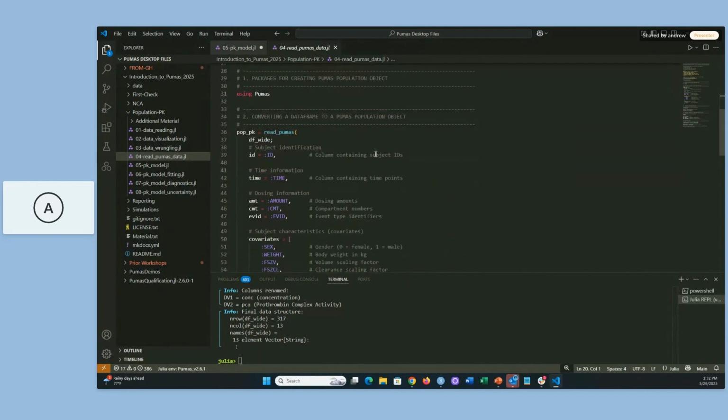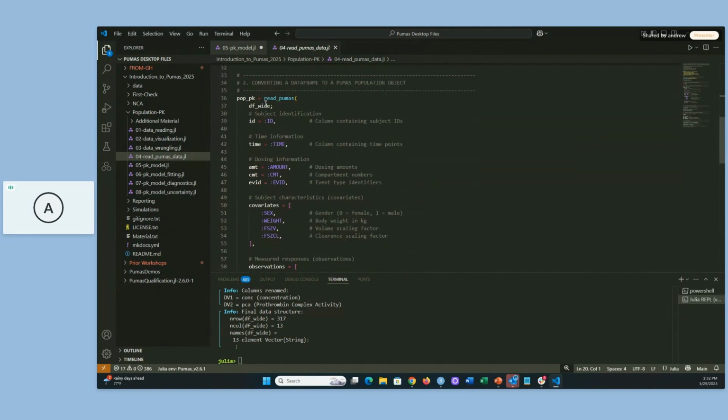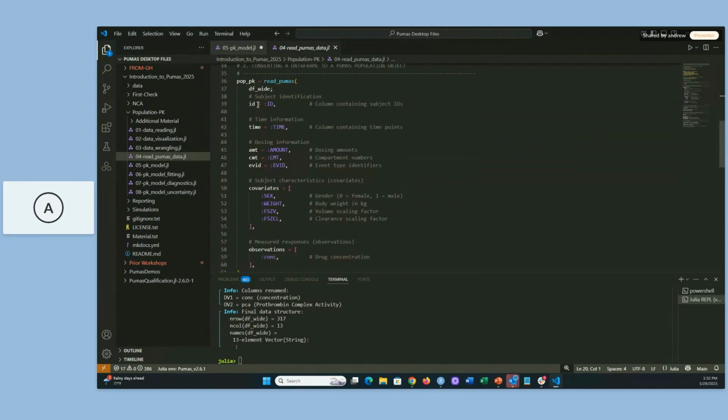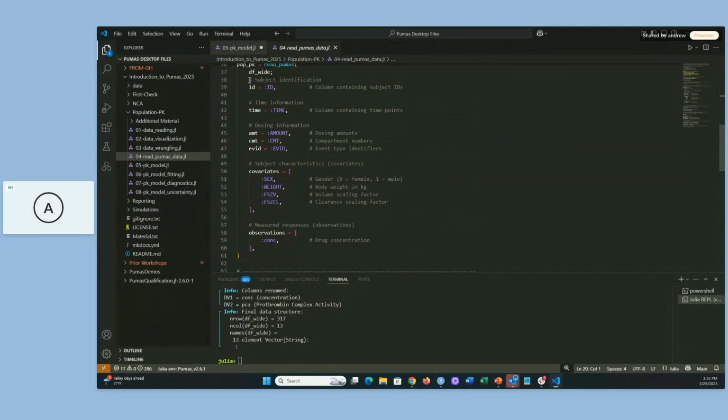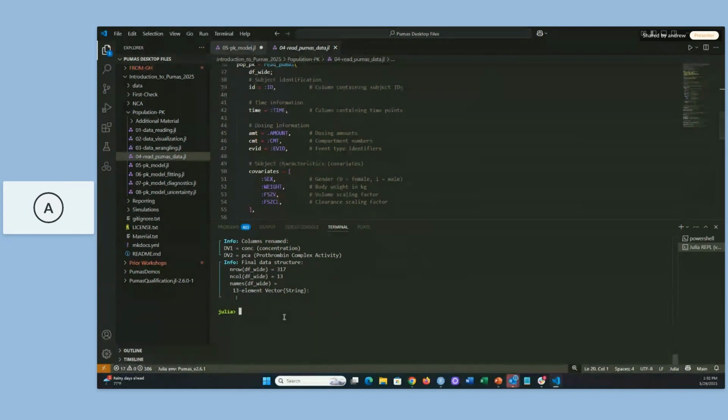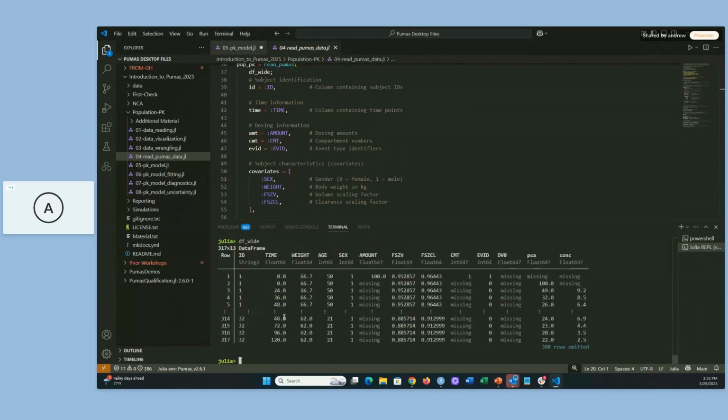So we're importing our data frame. We will need to specify the subject identification. So in the case for our ID, I'll just try to pull up here on the bottom, so df_wide.